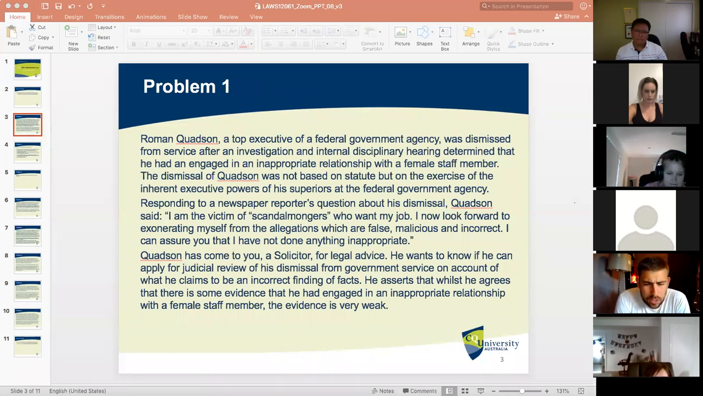Quadson has come to you, a solicitor, for legal advice. He wants to know if he can apply for judicial review of his dismissal from government service on account of what he claims to be an incorrect finding of facts. He asserts that whilst he agrees that there is some evidence that he had engaged in an inappropriate relationship with a female staff member, the evidence is very weak.